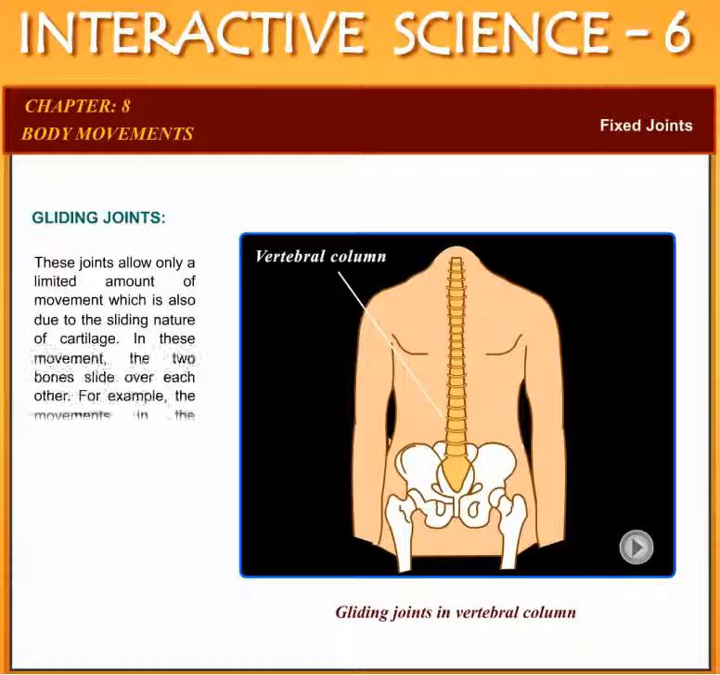Gliding joints. These joints allow only a limited amount of movement, which is also due to the sliding nature of cartilage. In these movements, the two bones slide over each other. For example, the movements in the backbone, ankle and wrist.